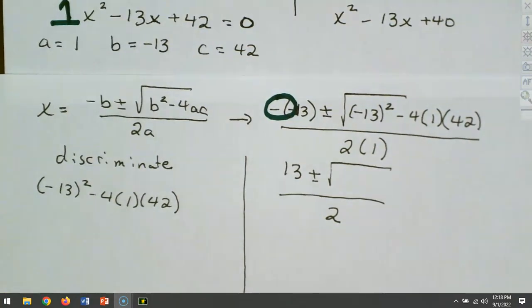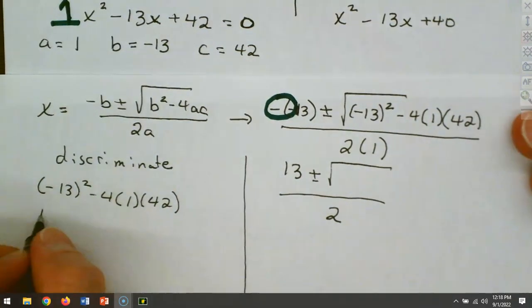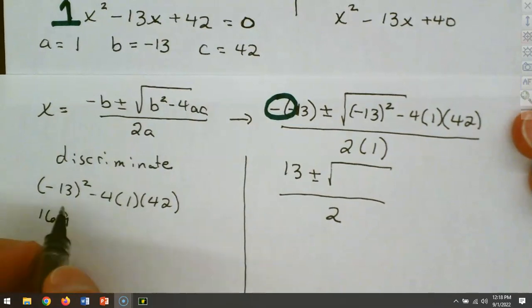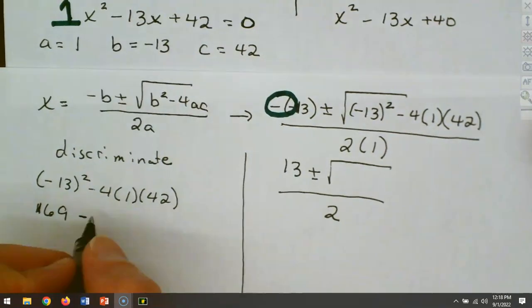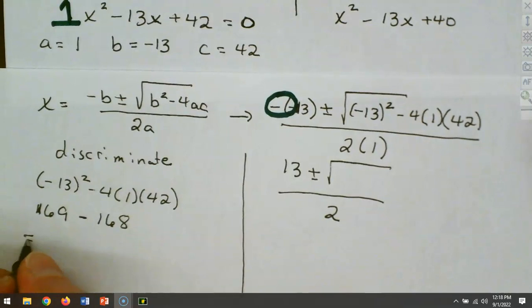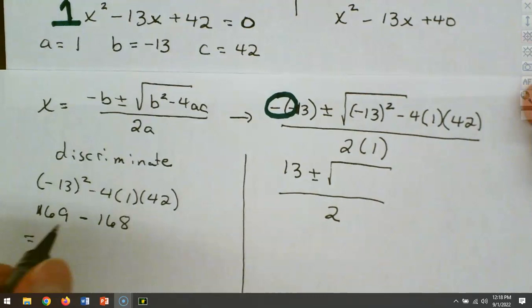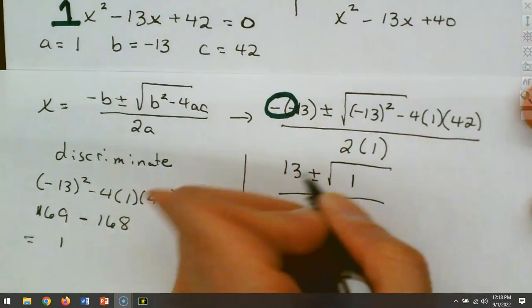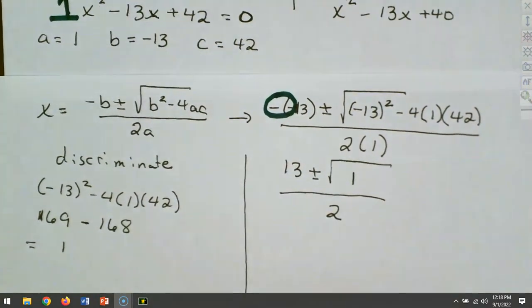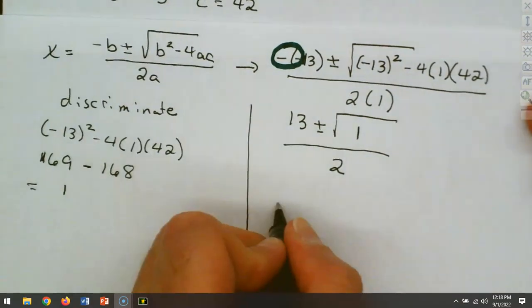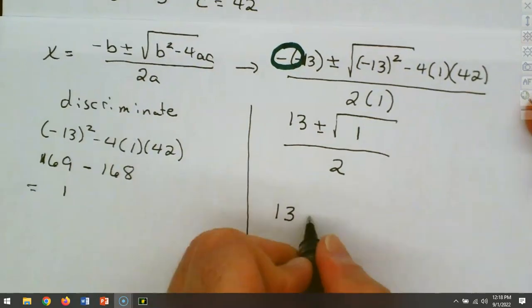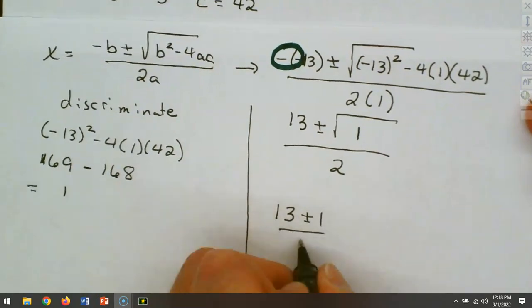When you square that negative, 169, and it is positive. A single negative stays negative. And 4 times that 42, that's 168. And 169 minus 168, 1. And that's really simple and easy to work with because the square root of 1 is 1. So that's 13 plus or minus 1 over 2.